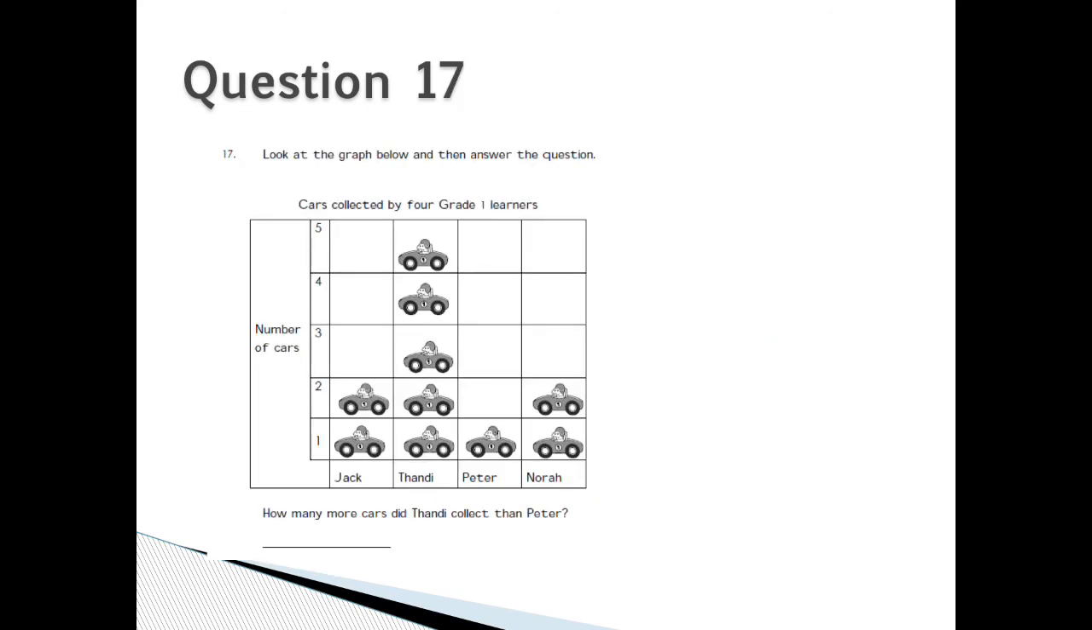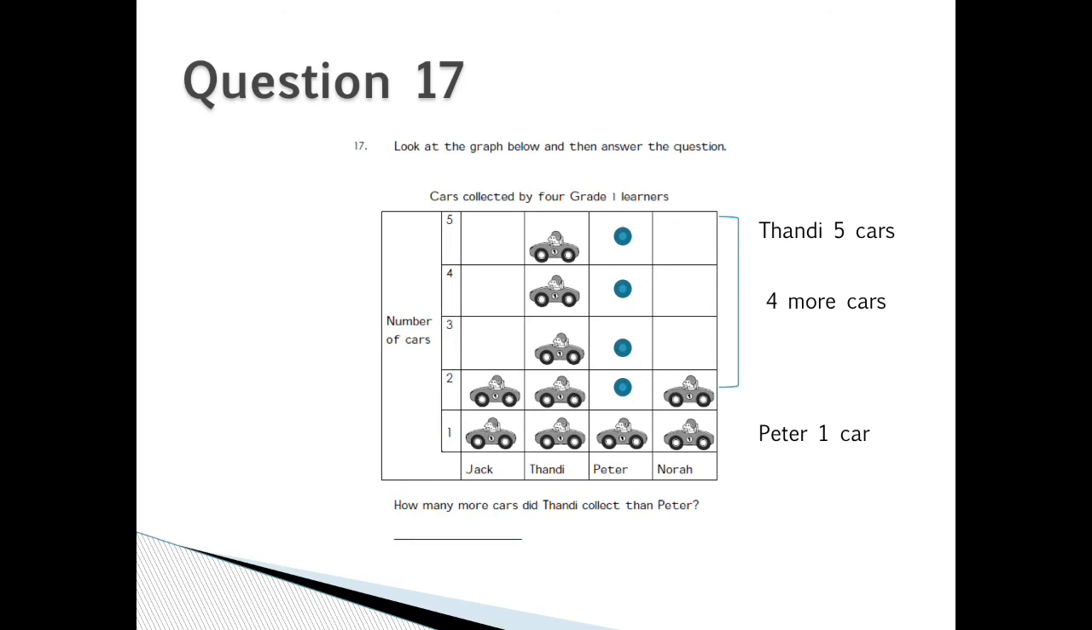Look at the graph below and then answer the question. We have a picture or a graph of cars that were collected by 4 grade 1 learners. Across, we have the names of the learners, Jack, Tundi, Peter, and Nora. We also have the number of cars that each have collected. So Jack has got 2, Tundi has got 5, Peter has got 1, and Nora has got 2. How many more cars did Tundi collect than Peter? Since Tundi has 5 cars and Peter has 1 car, she has collected 4 more cars than Peter.